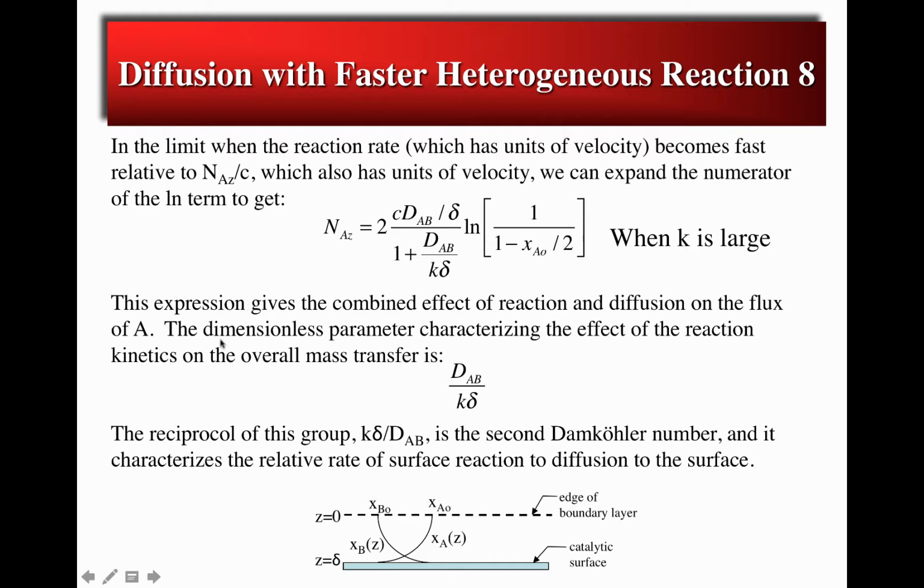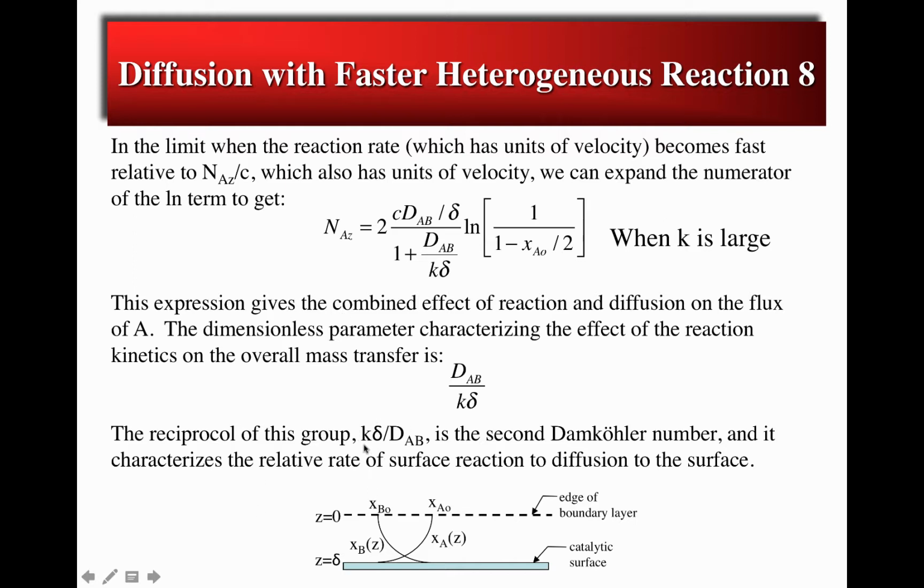combined effect of reaction and diffusion on the flux of A, and the dimensionless parameter that characterizes the effect of reaction kinetics on overall mass transfer is this grouping of terms, DAB over the reaction rate constant times the boundary layer thickness. The reciprocal of this, that is the reaction rate constant times boundary layer thickness over DAB, is the so-called second Damköhler number, and it is a dimensionless group that characterizes the relative rate of surface reaction, heterogeneous surface reaction, to diffusion of components through a surrounding gas or liquid phase to feed that surface reaction.